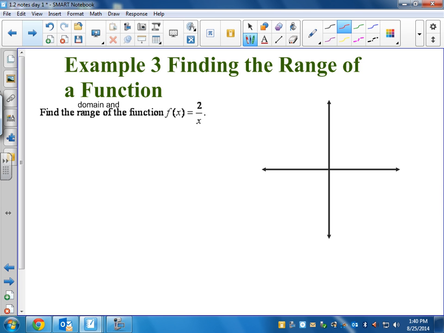How about this one? And you notice I've typed in, like these are examples from the book. And the first one they just wanted you to find domain, and this one they just want you to find range. But I put domain and range because I think it's good practice to find all of these. So this one says f of x equals 2 over x. Anybody remember what those kind of functions look like?